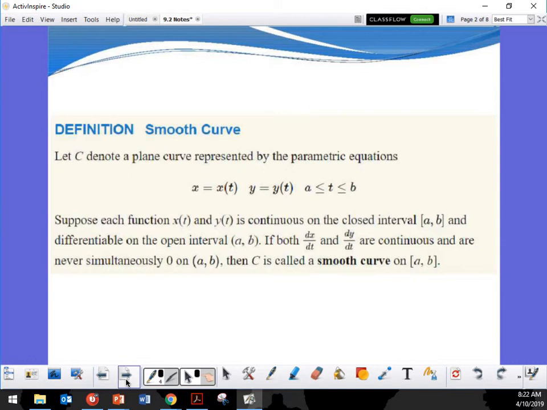That's important. Smooth curve. Let C denote a plane curve represented by the parametric equations x equals x of t, y equals y of t, for t between a and b. Suppose each function is continuous on the closed interval a to b and differentiable on the open interval a to b. If both dx/dt and dy/dt are continuous and are never simultaneously 0 on a to b, that means both derivatives are not 0. Then C is called a smooth curve on that closed interval.